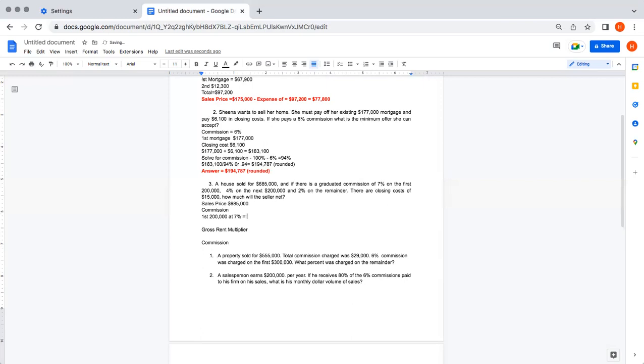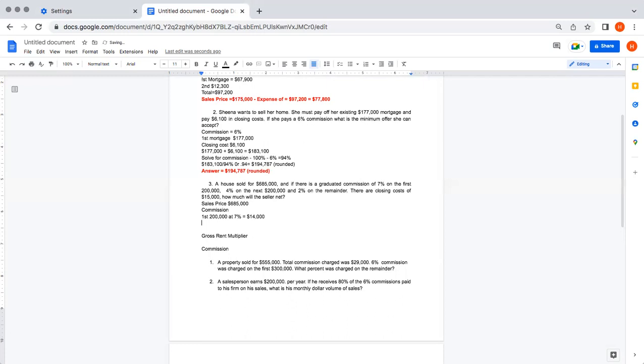equals how much? Well, that's pretty easy math. It's going to be 14,000, but I'm always going to want to make sure we get our calculator out. Sometimes we might be slipping. So I'm going to take $200,000 times 0.07 or 7%, and that's 14,000. All right, so 14,000 on the first 200. Then the second 200.